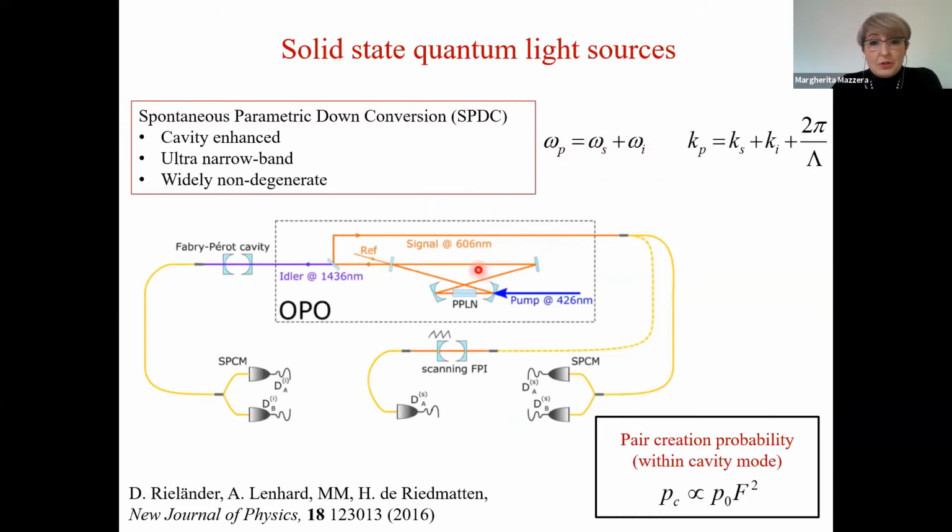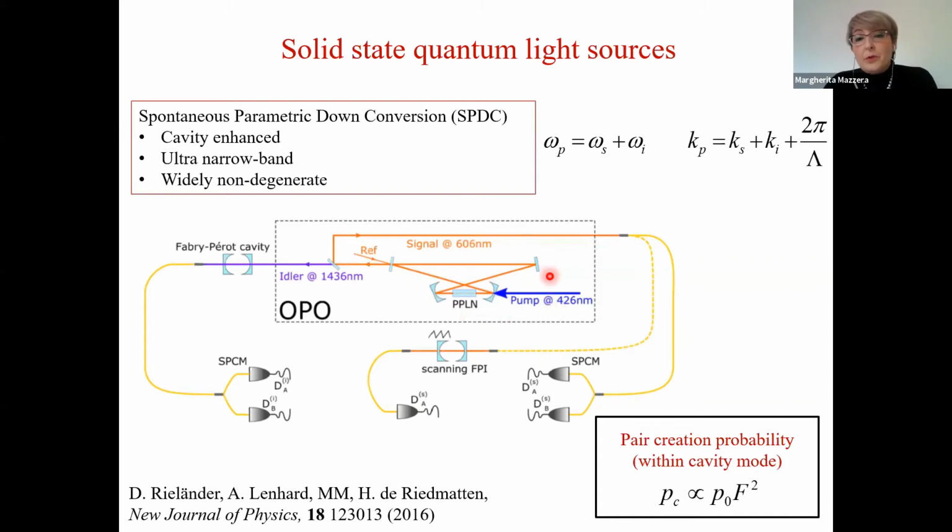So our strategy was to place our nonlinear crystal, a PPLN crystal, into an optical cavity. Then we pumped this crystal with light at 426 nanometers to create a photon pair, where one photon, the idler, is at telecom wavelength, and the other is in the visible range at 606 nanometers. That's compatible with the quantum memory that we have. Of course, because the crystal is placed inside an optical cavity, we will have enhancement of the pair creation only at the frequencies supported by the cavity modes.